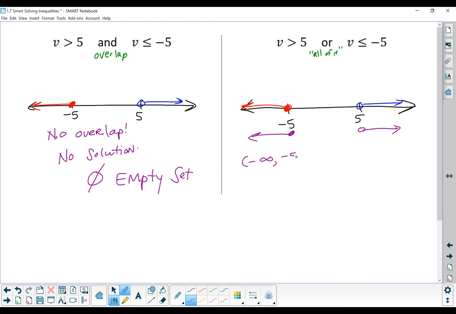So from negative infinity to negative 5 with a bracket. And for the word or, the union symbol is used. And then from 5 to infinity. With the infinities, we always use a parenthesis. Here is a bracket because of the closed circle, and here is a parenthesis because of the open circle. And that would be our solution. So the overlap was an empty set, no solution. And the union is this large interval with two parts.